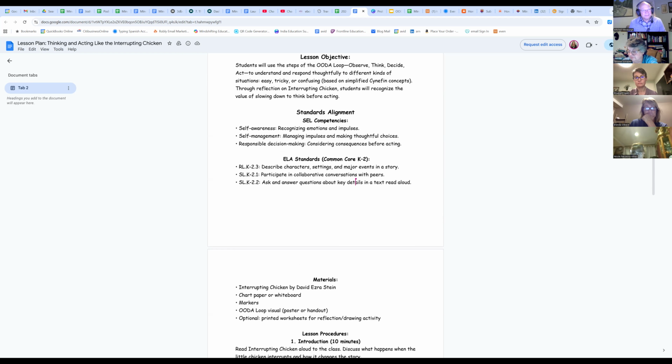and the OODA loop. I thought I would add the read aloud in there just because not everybody has the book, so they could click on it and have access to it. Yeah, very good.